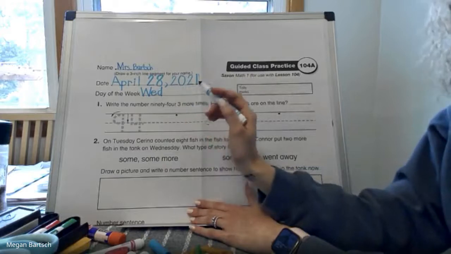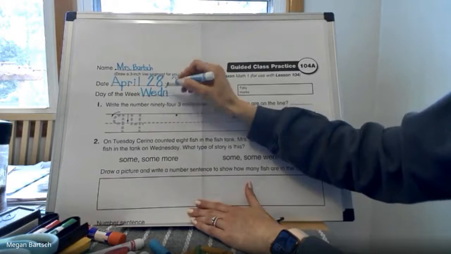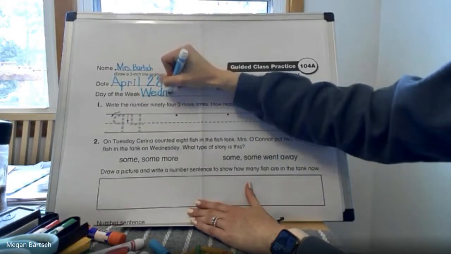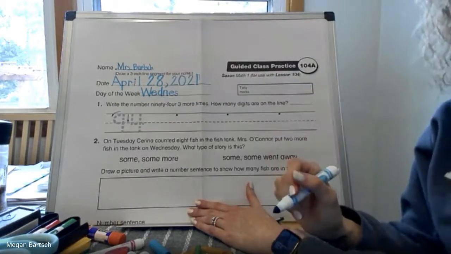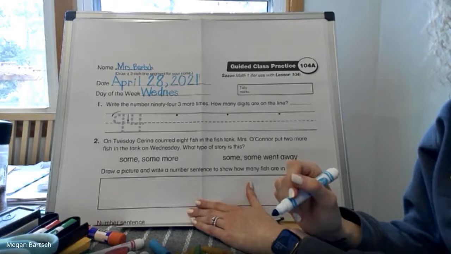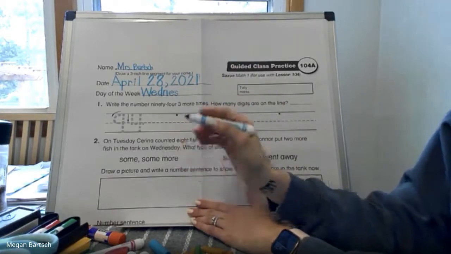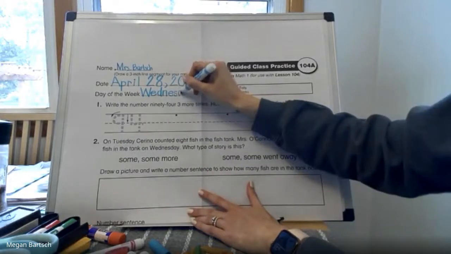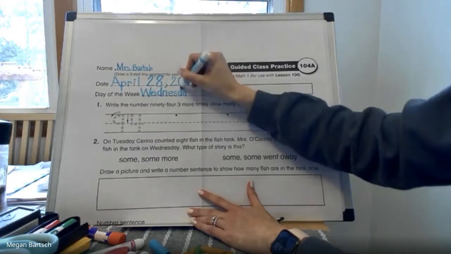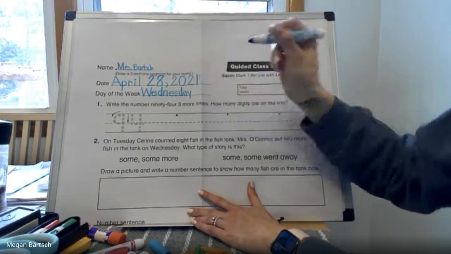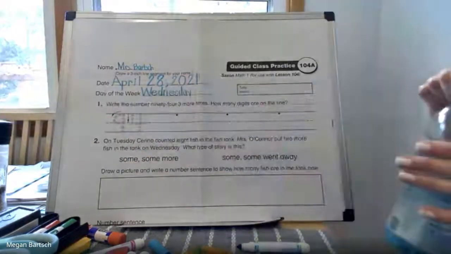W-E-D and then N-E-S. So you need to write lowercase n, E, S. And then D-A-Y, D-A-Y. So we need to make our D, our A, and our Y. All right, I'll give you time to finish that.